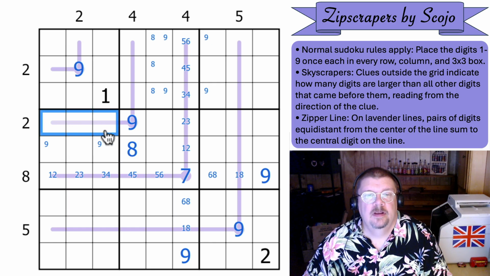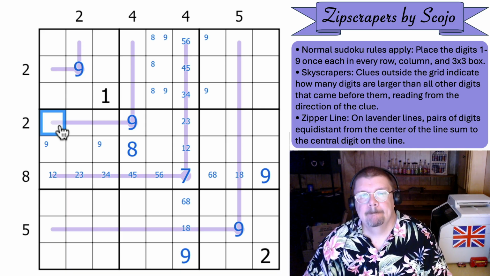And that means that 1 is not in any of those. Right, in fact, this digit must be at least a 4. Okay.